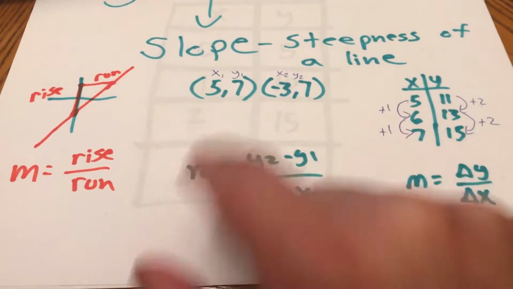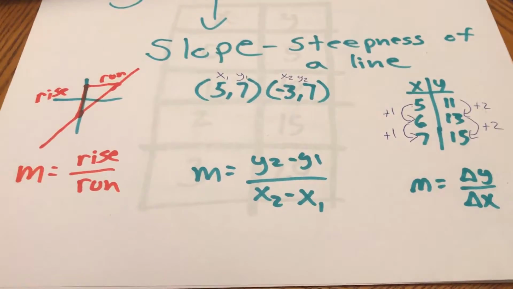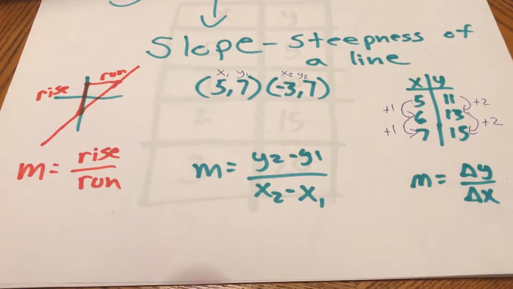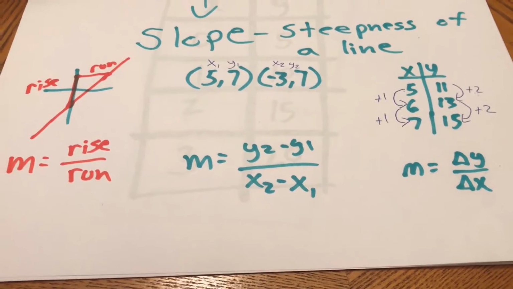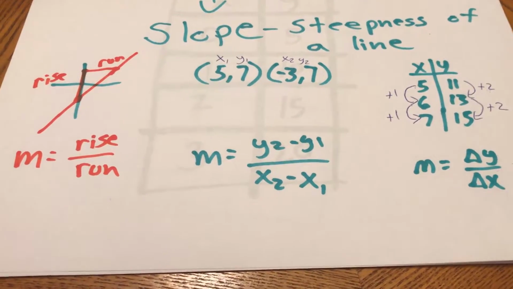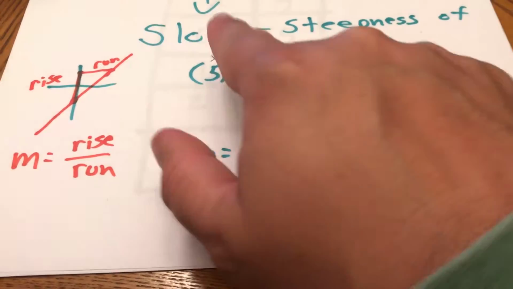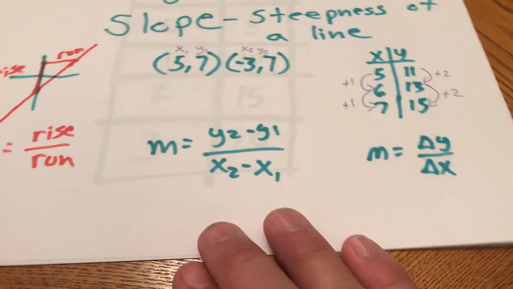Our next one that you guys have learned is our two ordered pairs, and we just use this equation right here where m equals y2 minus y1 over x2 minus x1. And you can see I actually went through the steps. I just would have to put in the template and solve.